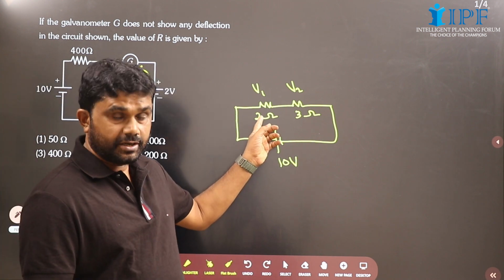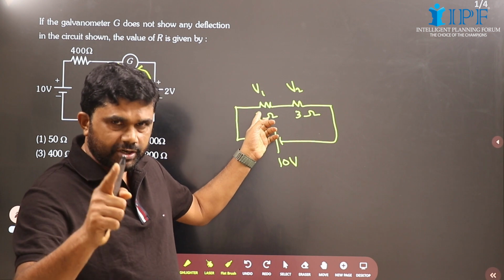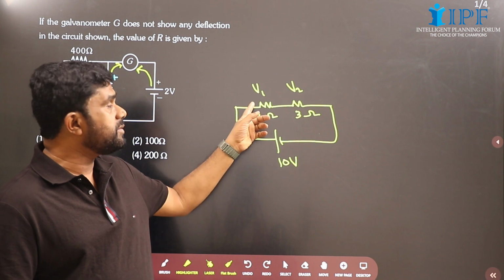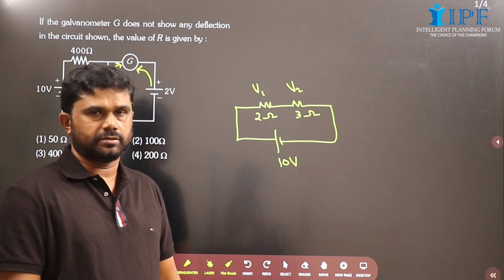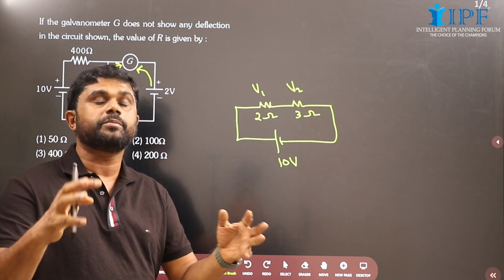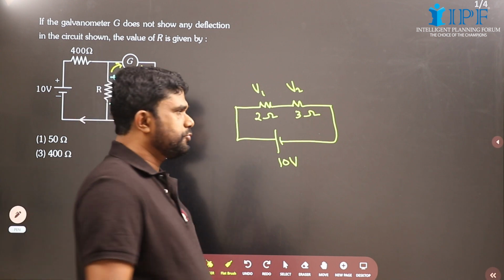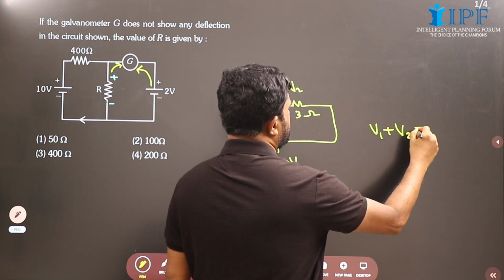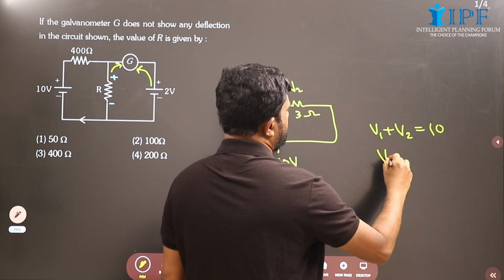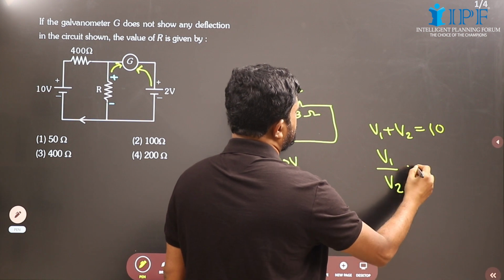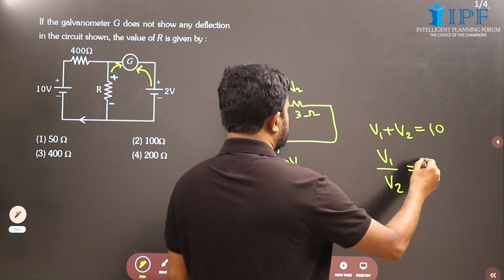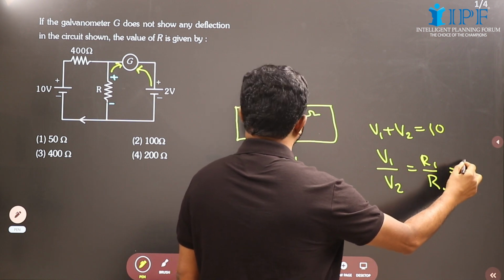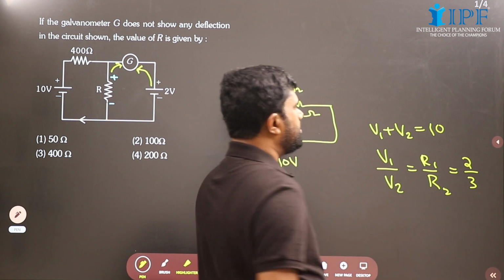Here the voltage is V1 and the resistance is R1. Here the voltage is V2, resistance is R2. So V1 equals IR1, and here the voltage V2 equals IR2. V1 plus V2, the total voltage, is 10. V1 divided by V2 is equal to R1 divided by R2, and this is equal to 2 divided by 3.